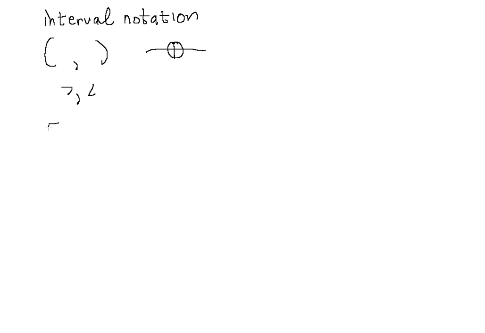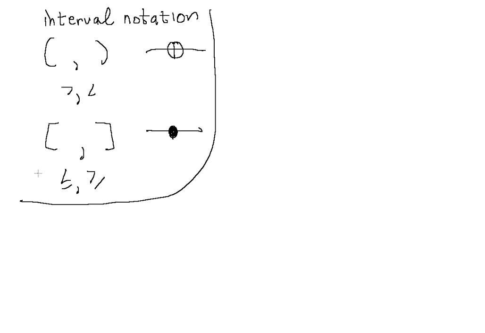Now, a closed bracket is when we do include the given value in our solution. We saw this on a number line where we placed a closed circle. And this happens when we see the notation less than or equal to or greater than or equal to. So closed brackets, we include the value in our solution set. So let's go ahead and take a look at a few examples using this interval notation.